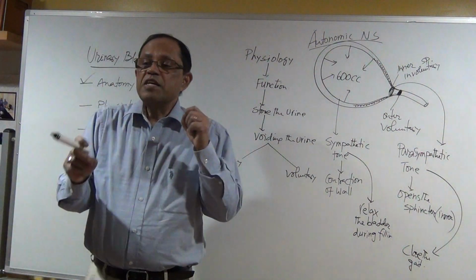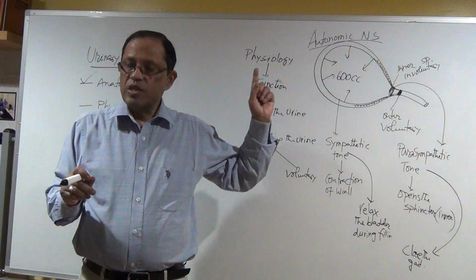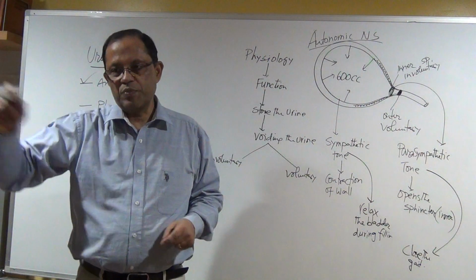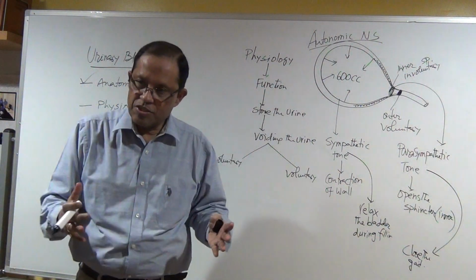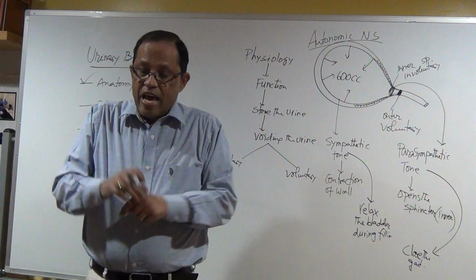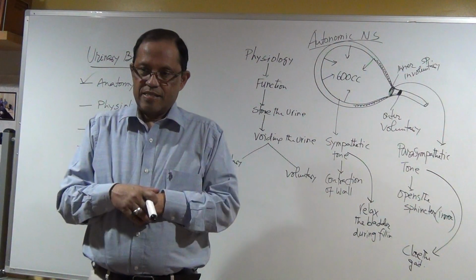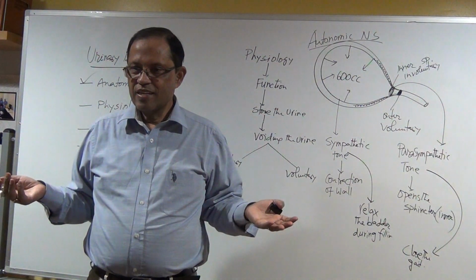So this coordination, what is this coordination? When sympathetic will contract, gate must be open. When sympathetic does not contract, relaxation time, gate must be closed. If this is imbalanced, we call it autonomic bladder.